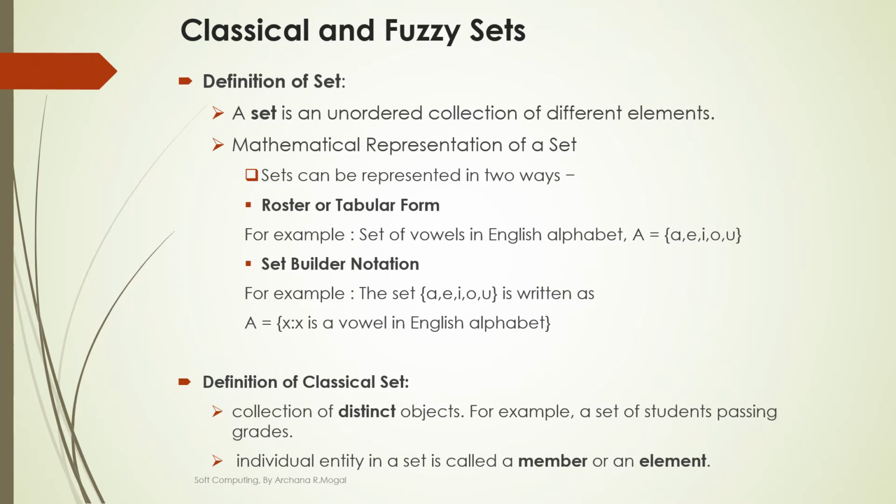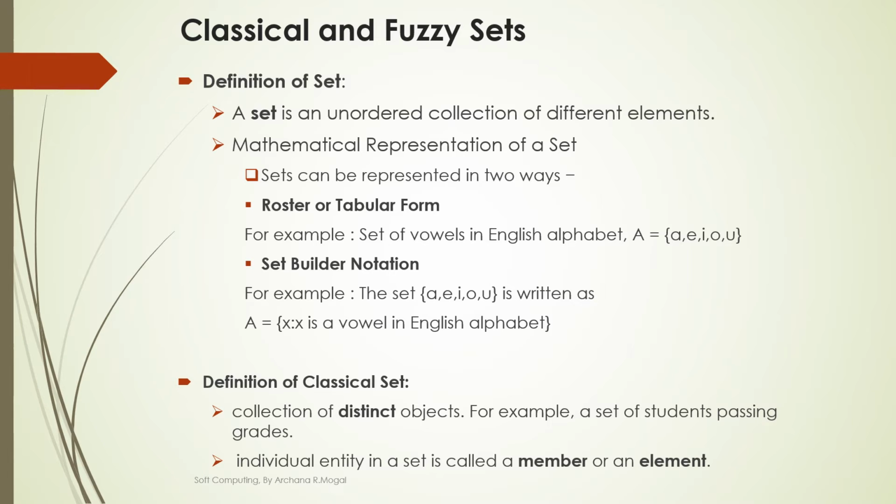Now we see classical and fuzzy sets. First we see the basic definition of set. A set is an unordered collection of different elements. It can be written explicitly by listing its elements using the set bracket. If the order of the elements is changed or any element of a set is repeated, it does not make any changes in the set. Example, a set of all positive integers, a set of all the planets in the solar system, a set of all the states in India, a set of all the lowercase letters of the alphabet.